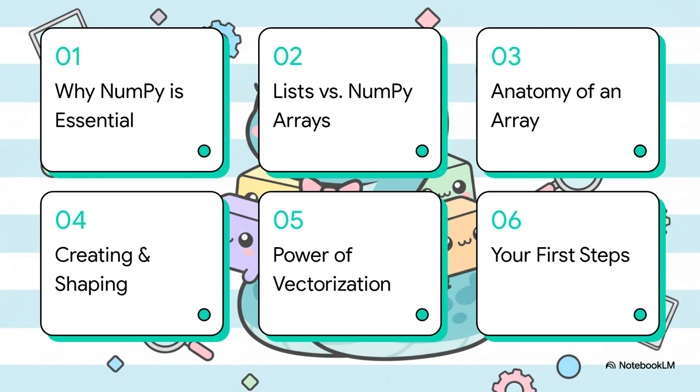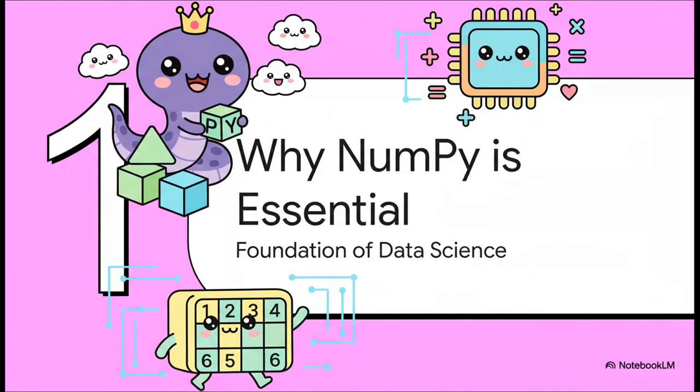All right, so here's our game plan. First, we'll cover why NumPy is such a big deal. Then, we'll put Python lists and NumPy arrays head-to-head to see the real differences. From there, we'll take a look at the anatomy of an array, figure out how to create and shape them, and then get into the real secret sauce, vectorization. And to wrap it all up, we'll get you started on your own. Okay, so let's really set the stage here.